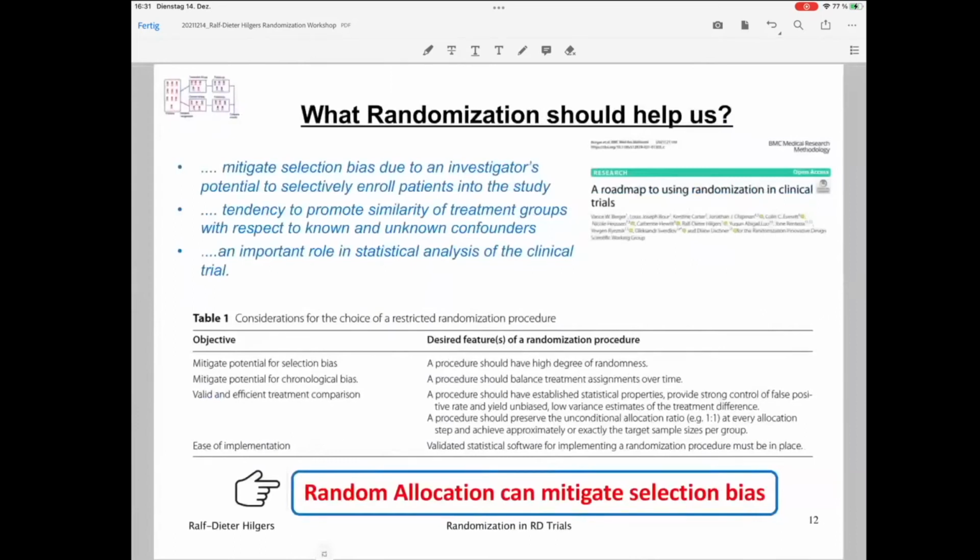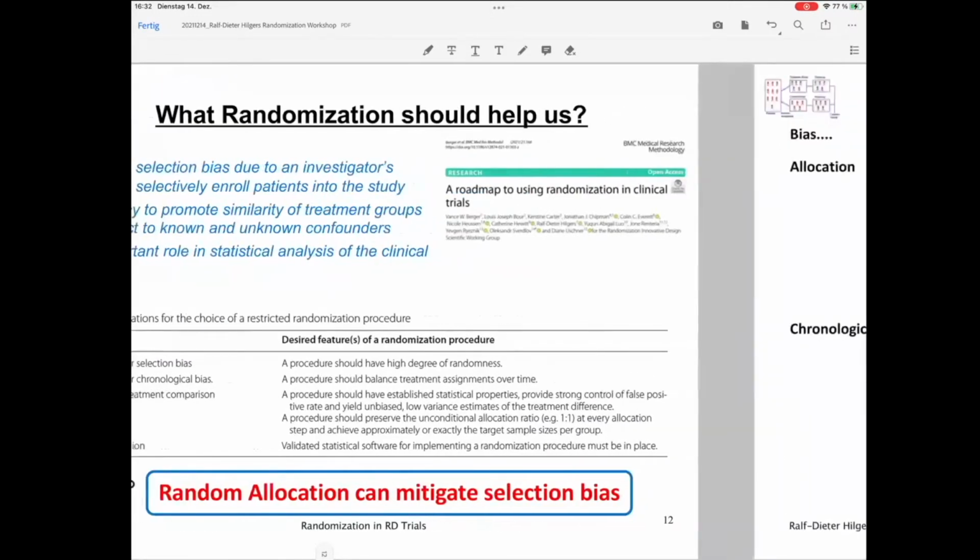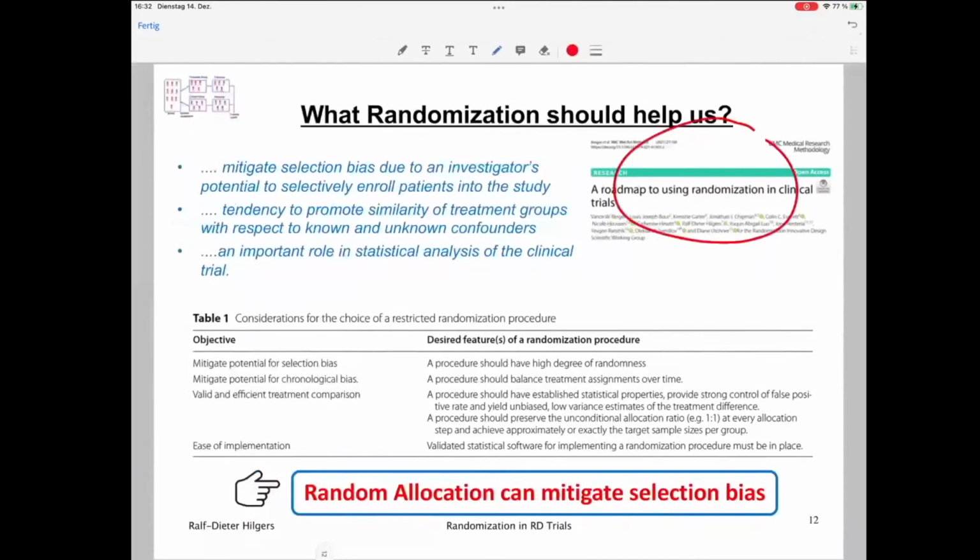Okay, what did we do in the randomization working group? Oh, I'm so happy that Alex is also here. He is the driver of the paper I have in hand, which we published this year. It is stated in that paper that randomization should help us to mitigate selection bias due to an investigator's potential to selectively enroll patients into a study. Here's a freely available BMC paper.